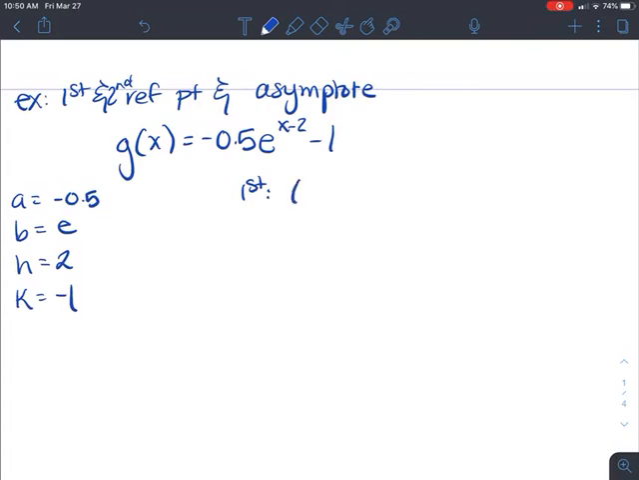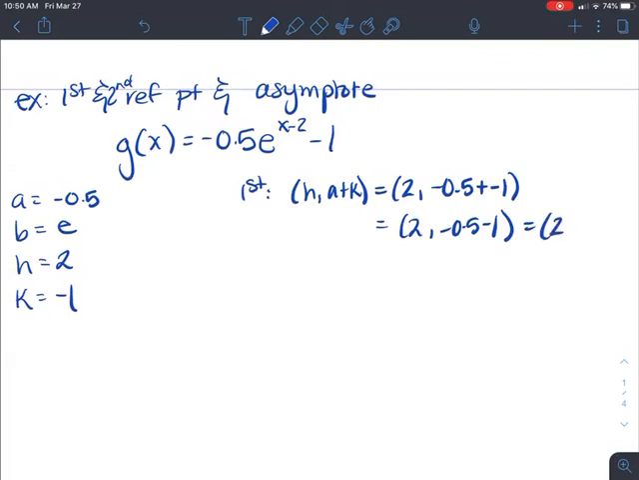So the formula is h comma a plus k, which is, I plug in my h value, which is 2. My a is negative 0.5 plus negative 1, which gives me 2 comma negative 0.5 plus a negative 1. That means it's subtracting, so negative 0.5 minus 1, which gives me 2 comma negative 1.5.